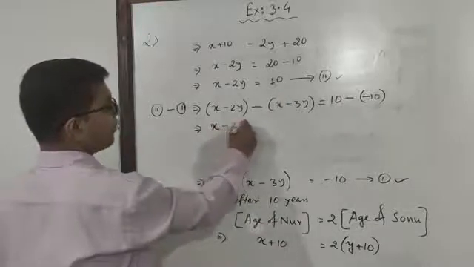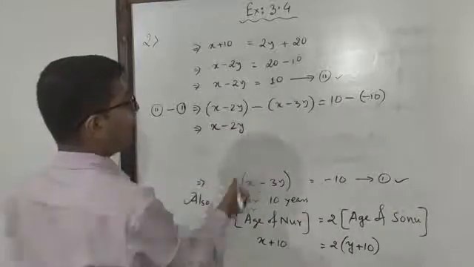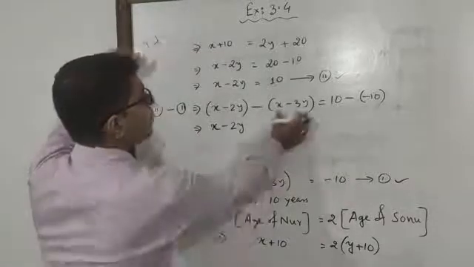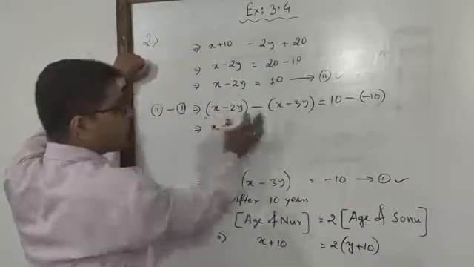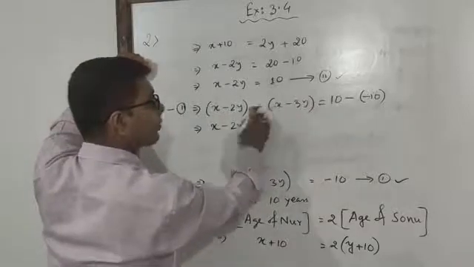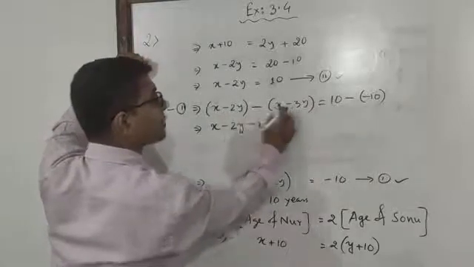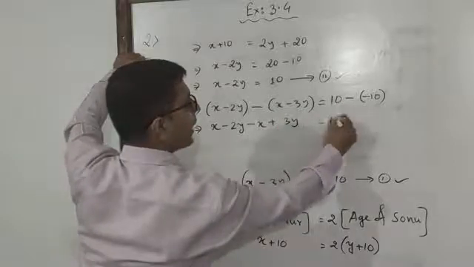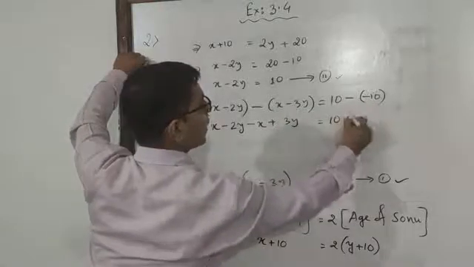Now let us remove the bracket. When we remove the bracket, what will happen? This minus will be multiplied with these quantities. The first part is the same; in the second part, minus into X is minus X, minus into minus is plus 3 times Y, equals 10, minus into minus is plus 10.